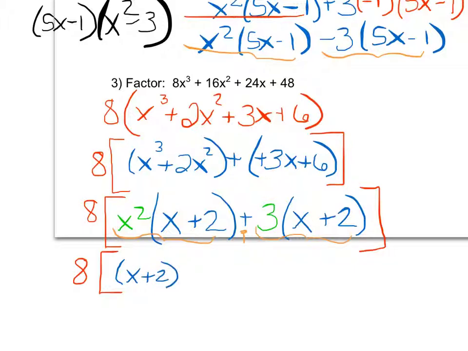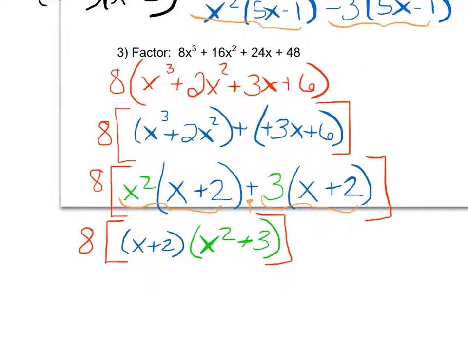Well, when I take an x plus 2 out of my first set here, what am I left with? Well, aren't I just left with this x squared? And when I take an x plus 2 out of my second set, what am I left with? Well, aren't I just left with that 3? Closing my bracket. I see that I now have 8 times x plus 2 times x squared plus 3.